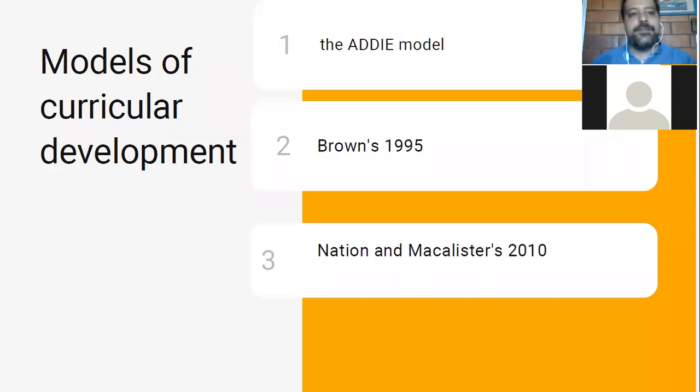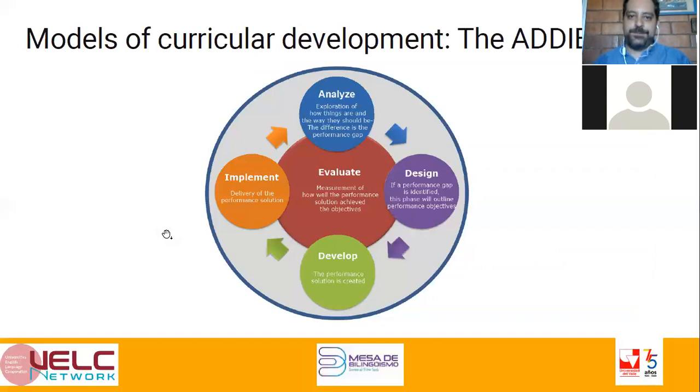Okay, how do you develop a curriculum? There are different models, and we're just going to take a very brief look at 3 of them. We have the famous ADDIE model, we have Brown's 1995 model, and Nation and McAlpine 2010 model. So the ADDIE model was developed in the 80s, and it was not developed for online or technology environments. However, it is the one that is most frequently used for this purpose. Okay, ADDIE is an acronym for analyze, design, develop, implement, and evaluate.